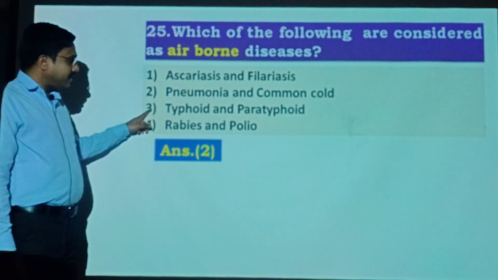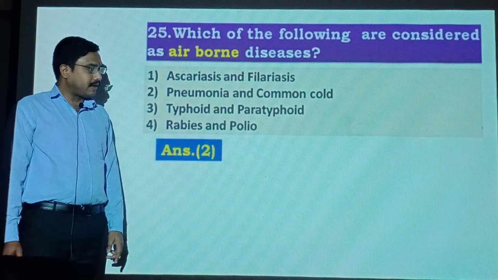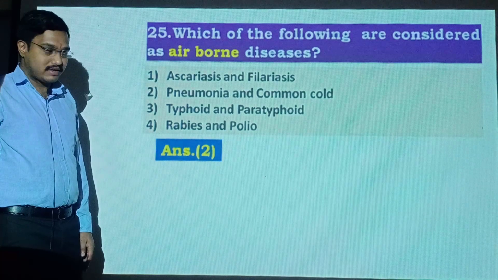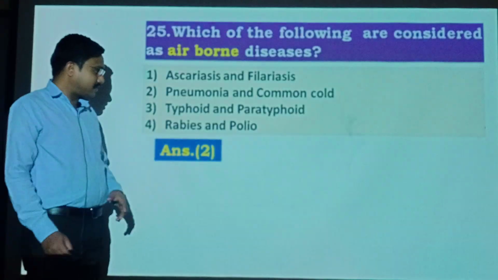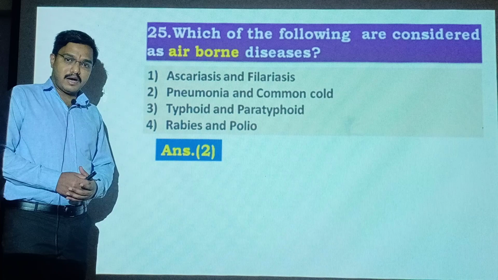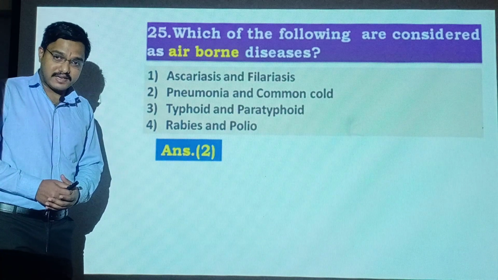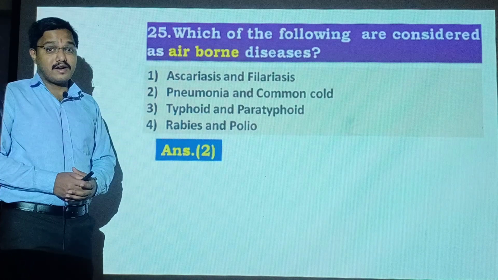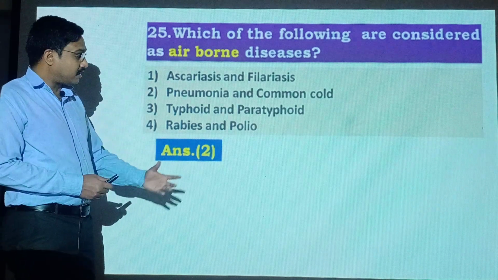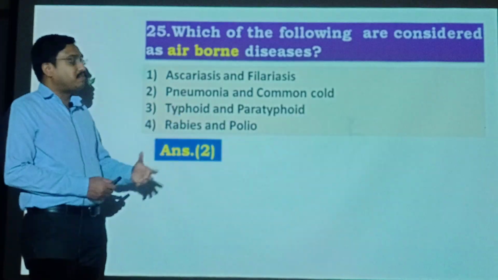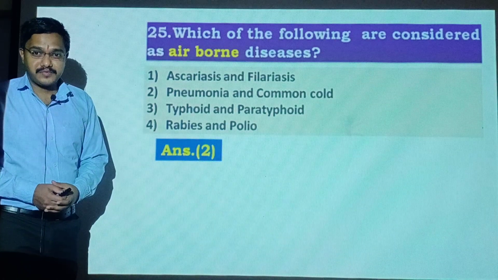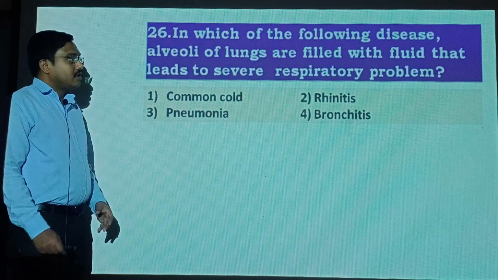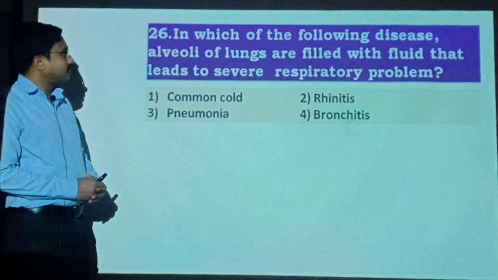Option 3, typhoid and paratyphoid, both are by contaminated food and water. Rabies is by the bite of infected animals. Polio is by contaminated food and water. The right answer is option 2. Next question. Question number 26.